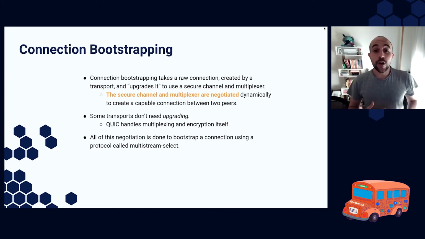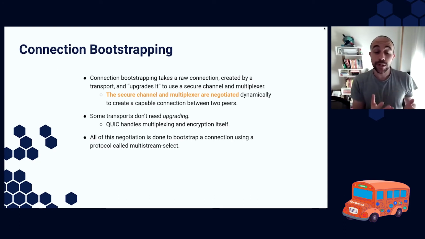And the process of going from a raw connection that the transport factory started with a peer to a secured and multiplex connection so that we can start interacting one with the other, we call this process the connection bootstrapping. So connection bootstrapping, in the end, what it does is take a raw connection, create a transport, and upgrade it in order to use a specific security channel, so negotiate the security that we want to use between the two peers, and the multiplex protocol to multiplex different protocols over the same connection. And this is done dynamically.